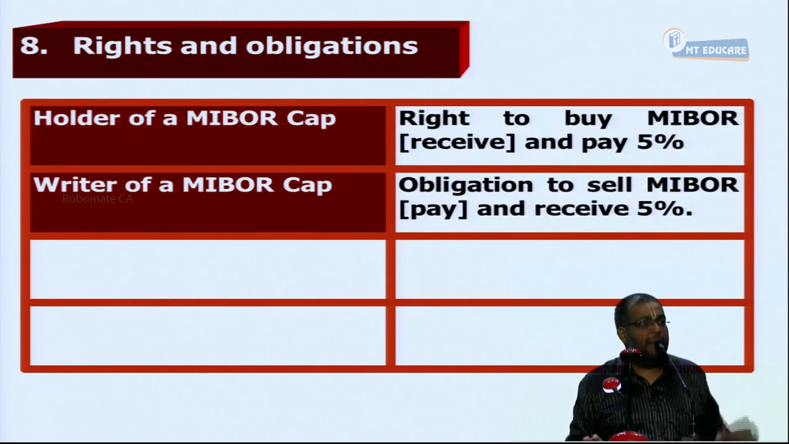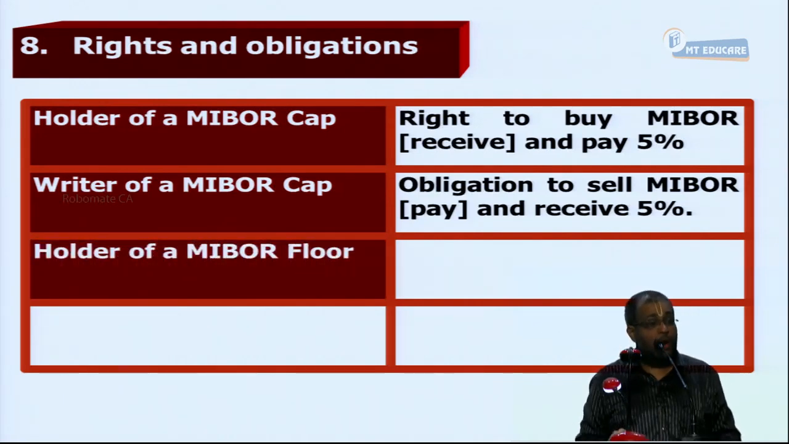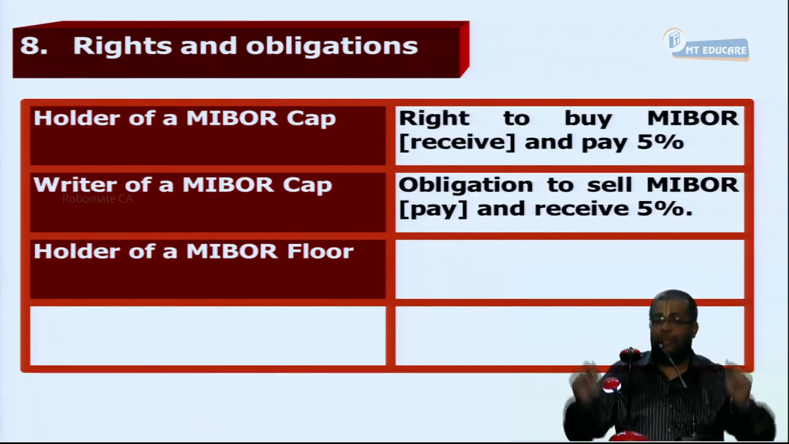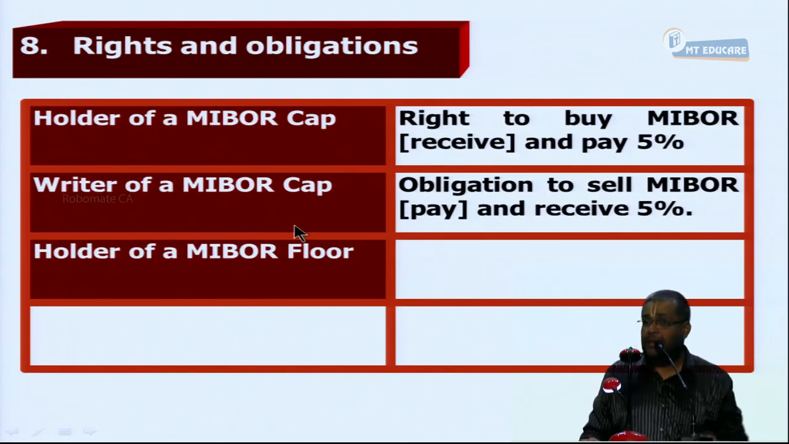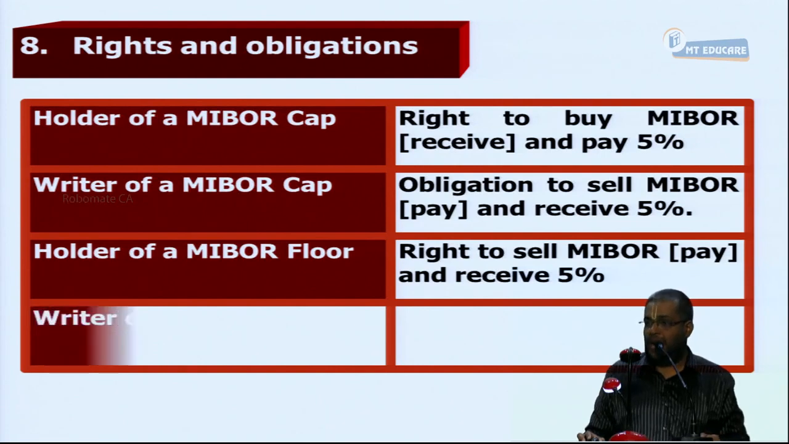5%. Is the writer of the cap? No. Holder of a MIBOR floor. Holder of a MIBOR what? Floor. Put option holder has got a right to sell. Tell me what the transaction is? Right to sell. Right to sell means what? Pay MIBOR, and receive what? 5%. And then the last person is what?